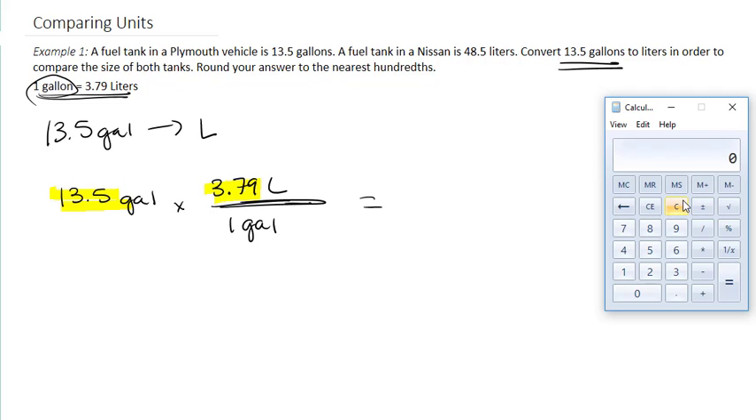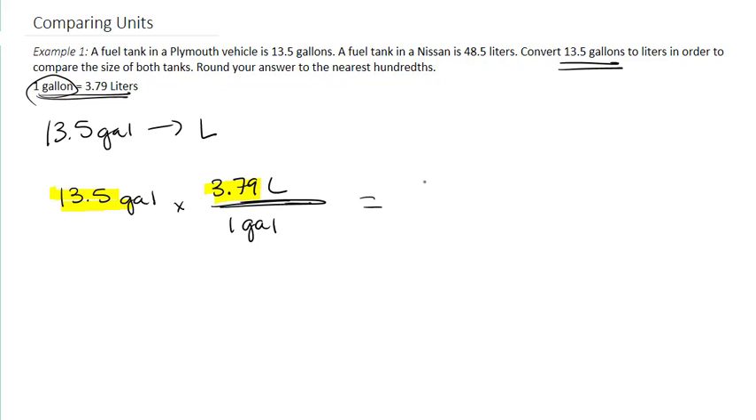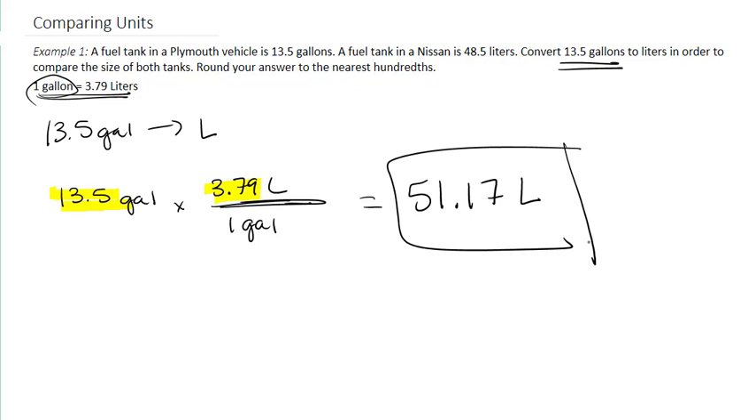So we get our calculators out and we go 13.5 times 3.79, and we're left with 51.17. And this is in liters. So we just put L for liters. And then this Nissan is 48.5. So the Nissan is the smaller tank between the two.